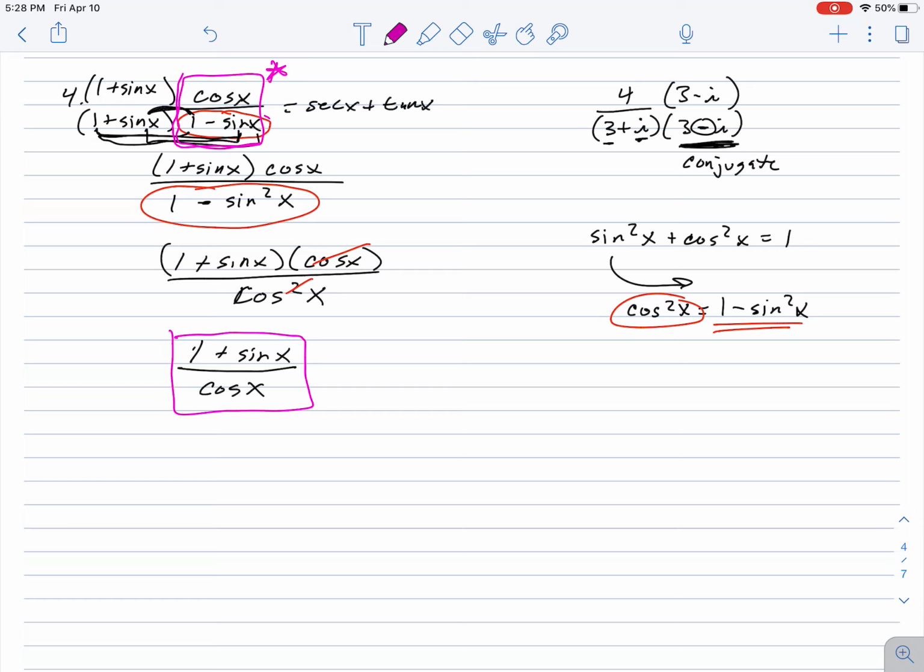Because up here, I don't want to split up fractions because I've got 2 terms on the bottom. Splitting fractions is best done when you just have 1 term on the bottom. So now look at what we've got. I've got a 1 over cosine x plus sine x over cosine x, which is going to be secant plus tangent, which is my right-hand side. Okay? So that's what the conjugate looks like. Let me show you one more.